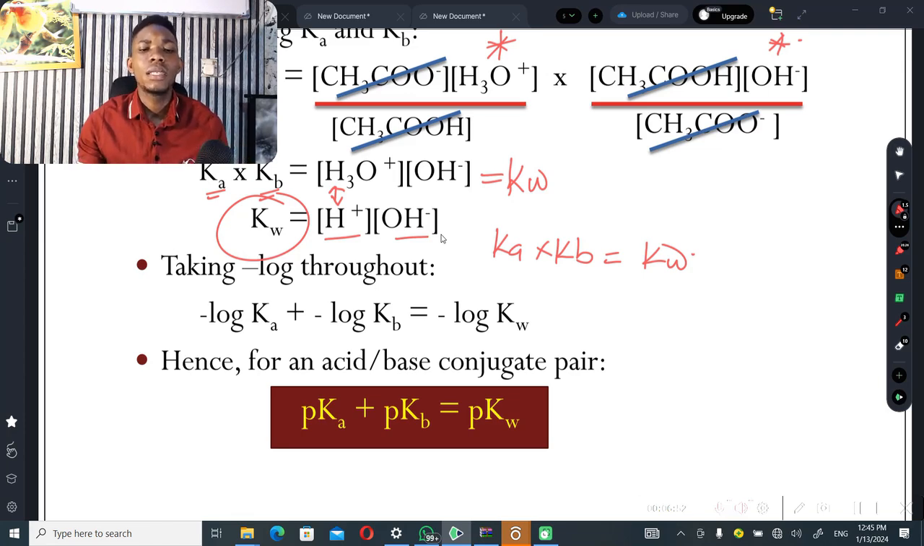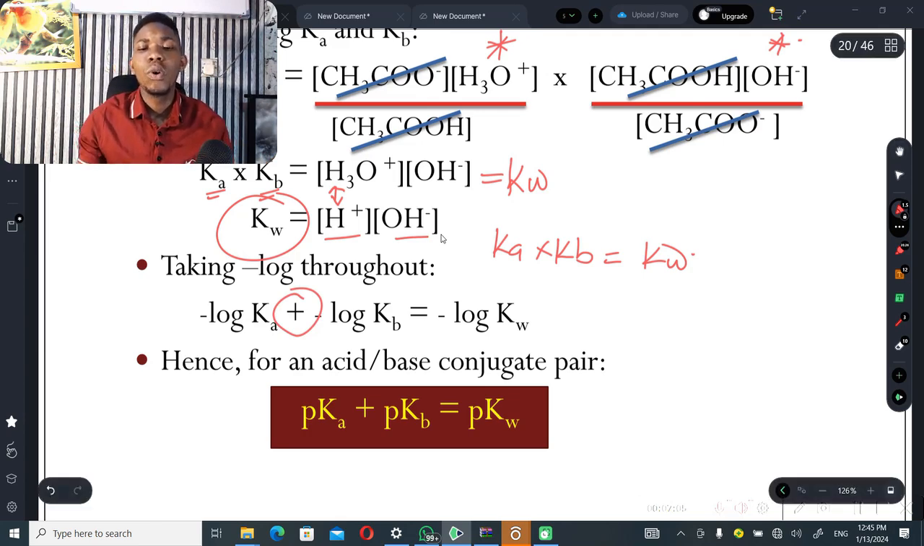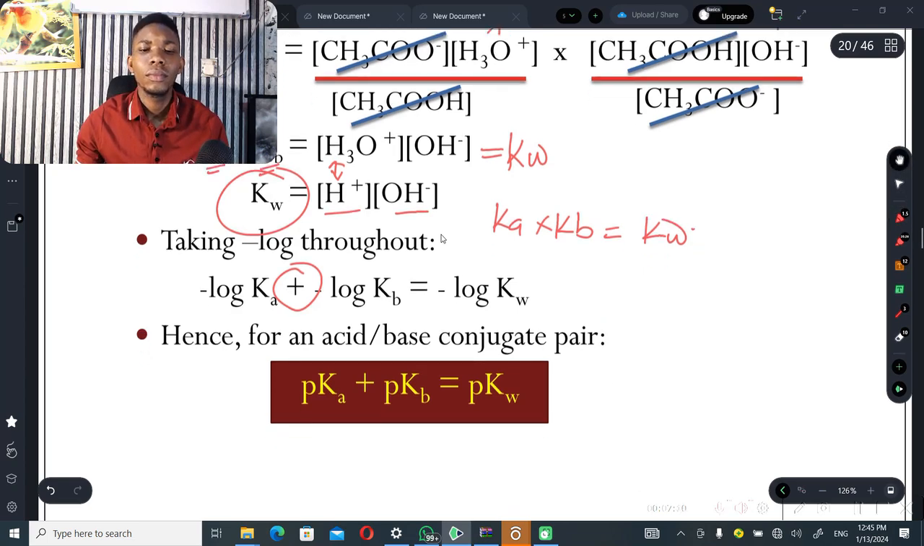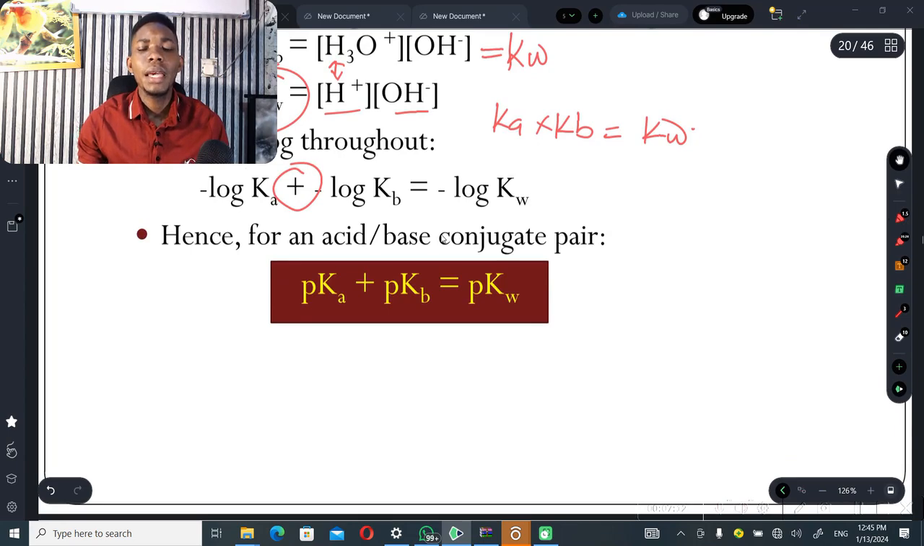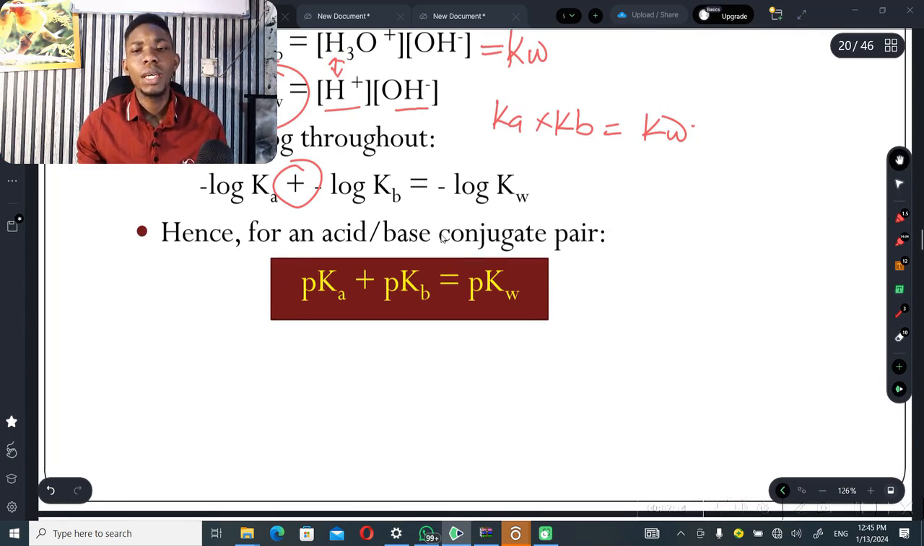According to the law of indices, when you are using log to multiply through and there is multiplication in the middle, that multiplication changes to what? The positive. That is why you have this positive sign here, in case you don't really understand what we have by that. All right, now that is that. So at the end of the day, you are now having pKa plus pKb is equals to pKw.